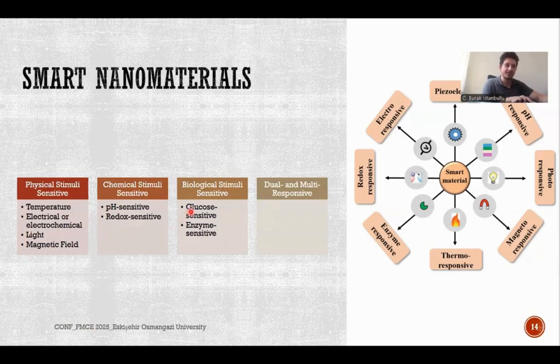Biological stimuli sensitive nanomaterials are sensitive to biomolecules like glucose or enzymes. They are useful in biomedical sensing and controlled drug release. Some materials are dual or multiple responsive, meaning they react to more than one type of these stimuli, enhancing their functionality and precision in applications.